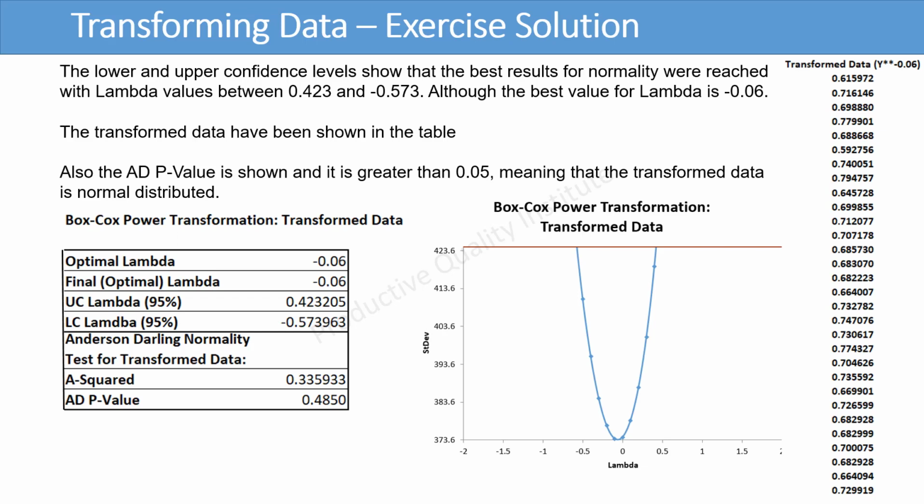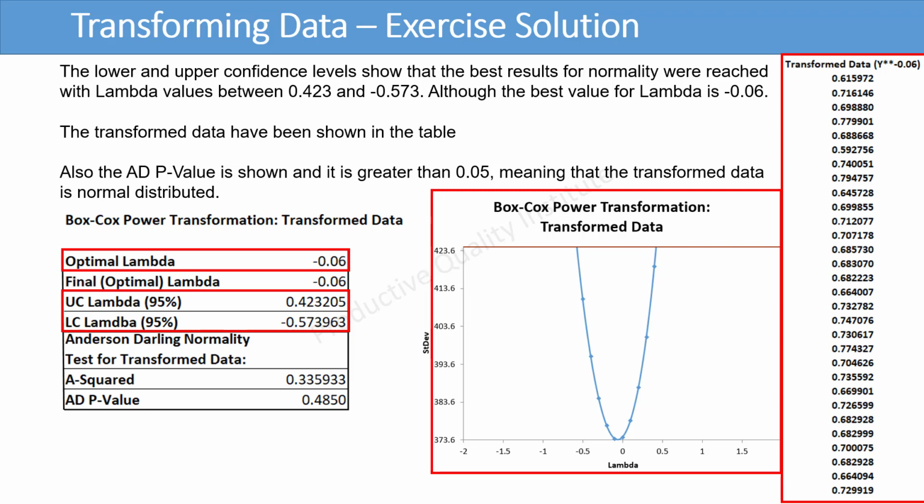The lower and upper confidence levels show that the best results for normality were reached with lambda values between -0.573 and 0.423. Although the best value for lambda is -0.06. The transformed data have been shown in the table. Also, the Box-Cox power transformation plot with all the transformed data is shown. The Anderson-Darling p-value is shown and it is greater than 0.05, meaning that the transformed data is normally distributed.